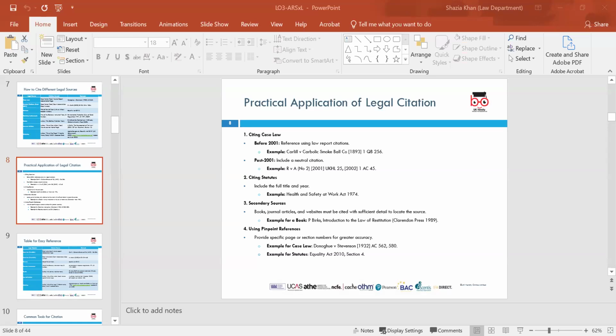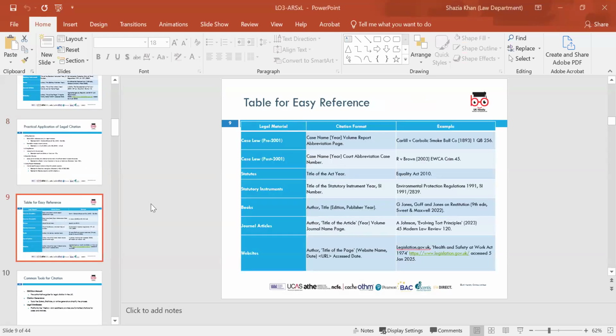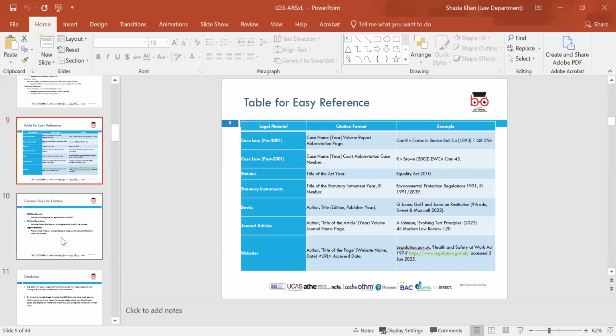So pinpointing: when citing a specific part of a case, legal citations can include paragraph numbers or page numbers to direct the reader to the relevant section. So that's pinpointing. The table for easy access shows case law pre-2001, the citation format and an example; case law post-2001, the citation format and example; statutes, the title of the Act, such as the Equality Act 2010; and statutory instruments, books, journals, articles and websites, with reference to the citation format in the table and examples given on the side.